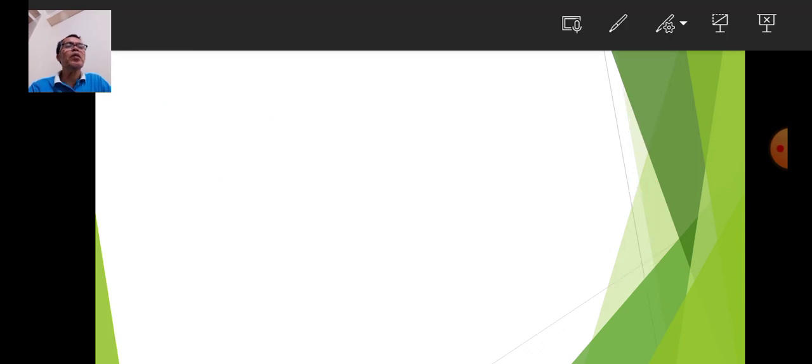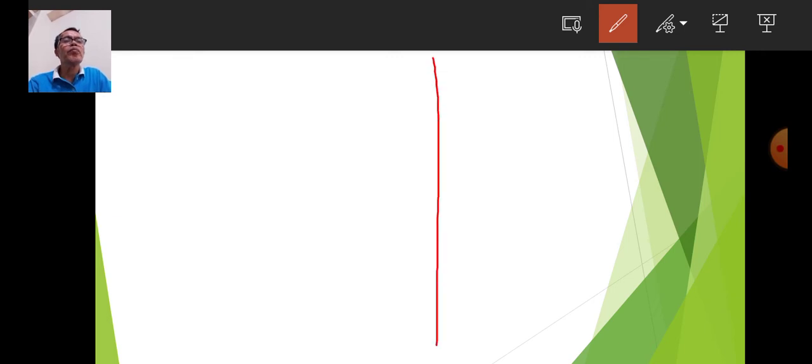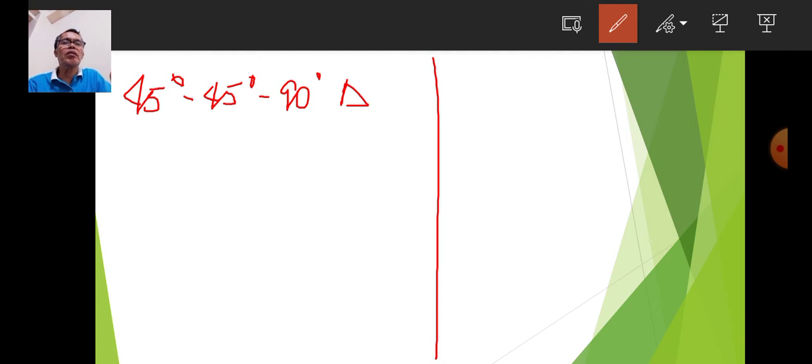And in a special triangle, we have two kinds: the isosceles right triangle, or the 45-45-90 degrees triangle. In an isosceles right triangle, the formula for finding the hypotenuse is C is equal to A times the square root of 2.